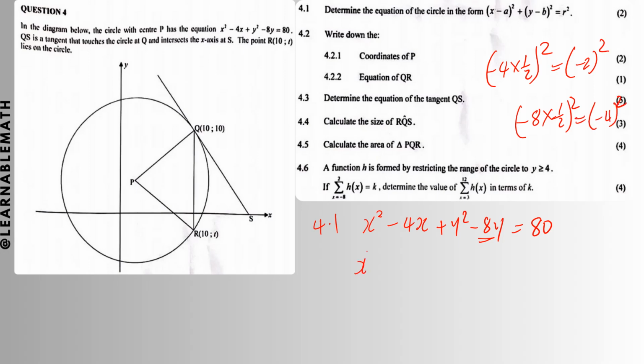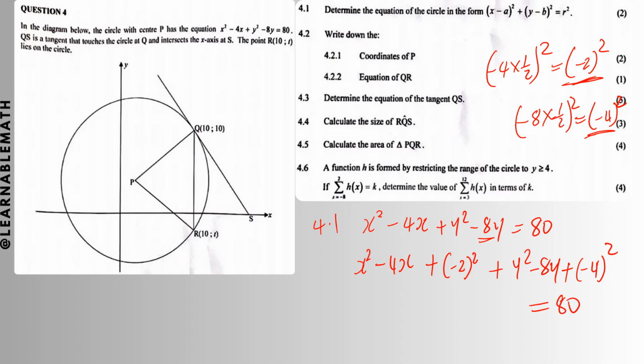So what we're going to do is say x squared minus 4x. Then we add the one for the coefficient of x, which is minus 2 squared. Then we have y squared minus 8y, and we add the one for the coefficient of minus 8 multiplied by 1 over 2, squared, which is minus 4 squared. This will be equal to 80. Whatever we do on the left, we must also do on the right. So I'm going to add minus 2 squared plus minus 4 squared also on the right, so that our equation remains mathematically correct.